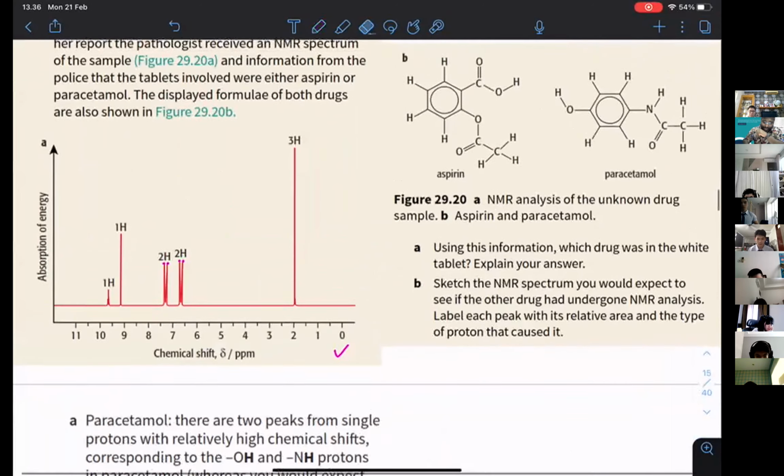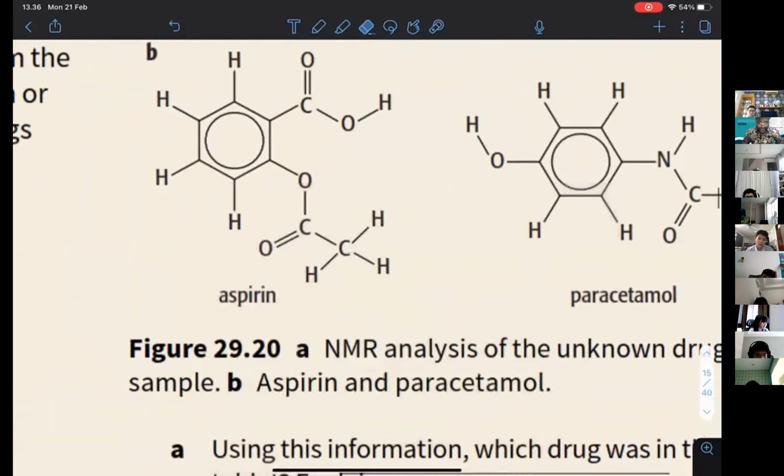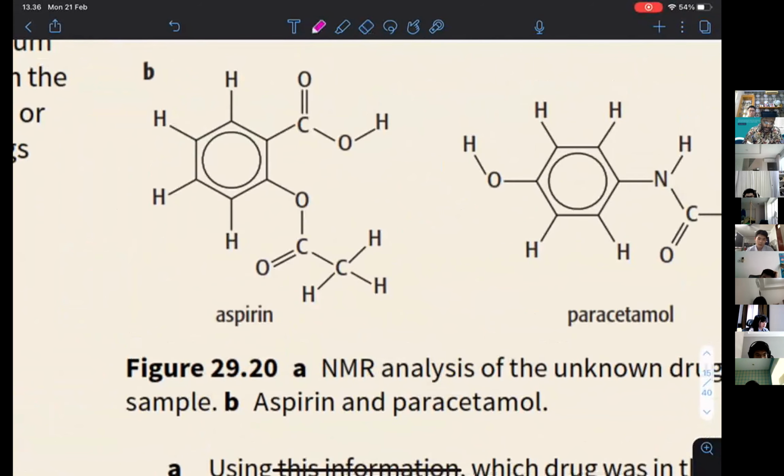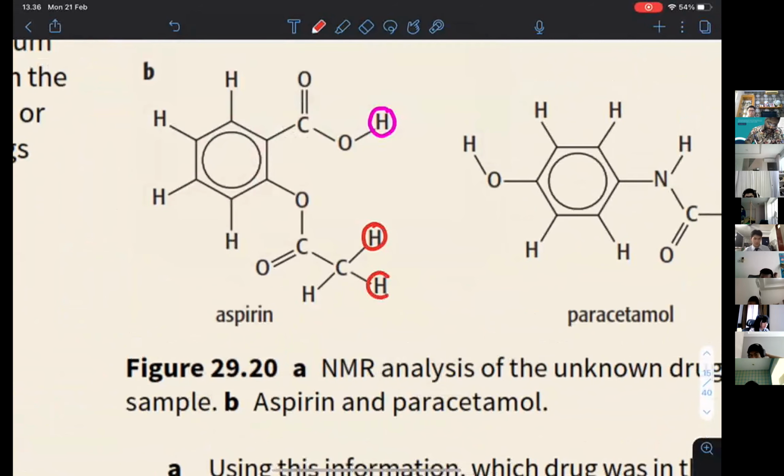Now, if you look at this structure, aspirin and paracetamol, I want to find out which one it is, and how many hydrogen environments there are. Let's look at the hydrogen environments first. This is going to be one hydrogen environment, and this is going to be another one hydrogen environment.